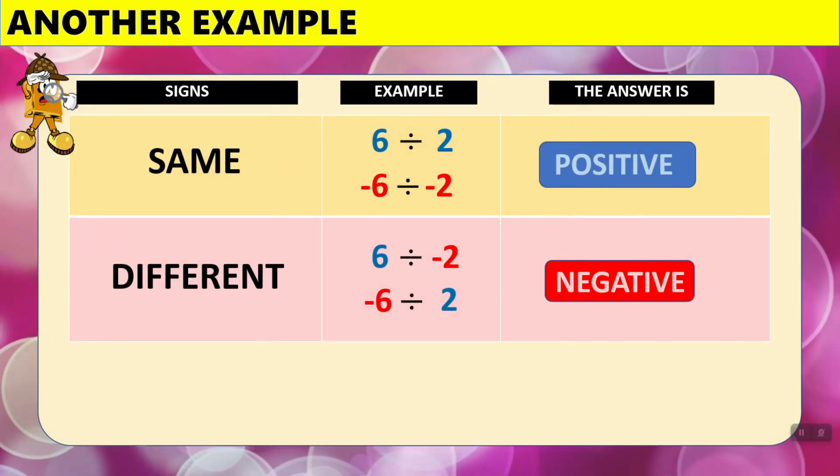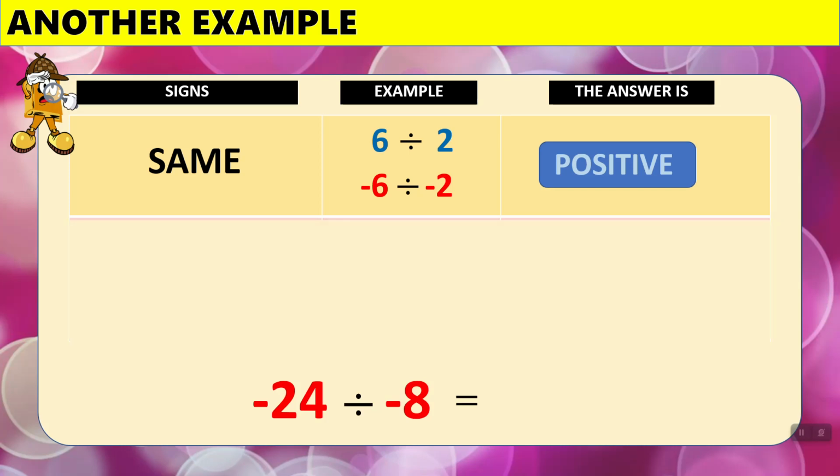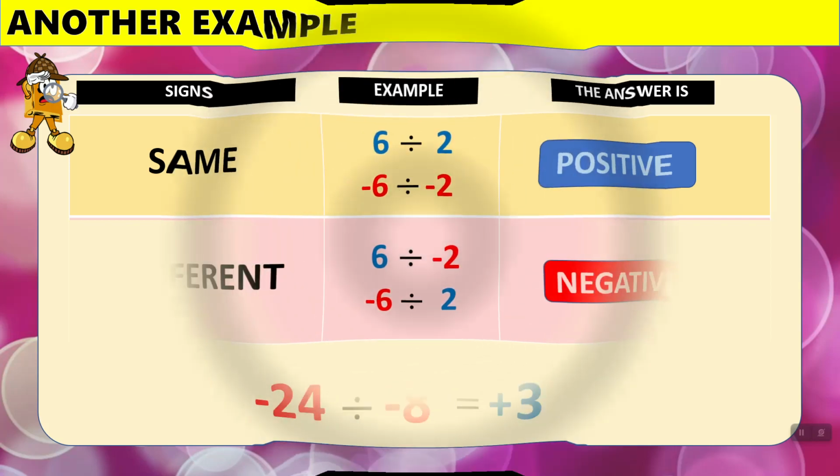Let's try another one. -24 divided by -8 equals. Let's look at the signs. They are both negative, so we will use this rule. Signs are the same, the answer is positive. And so 24 divided by 8 gives us 3, a +3, denoted by the plus sign. You don't have to use the plus sign. You can just put 3 and that answer would be correct as well.